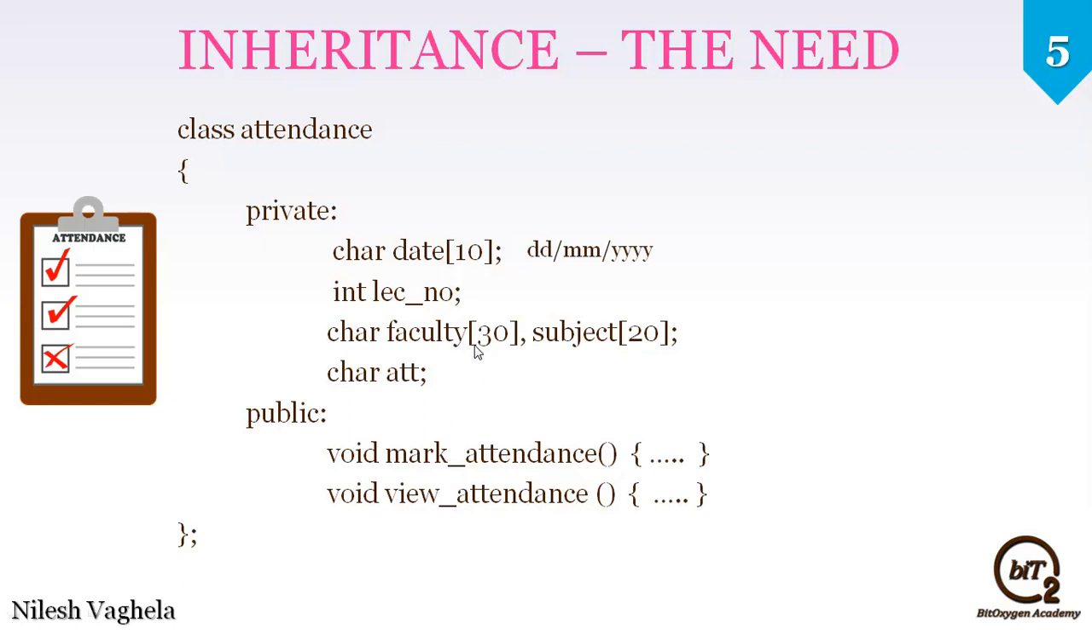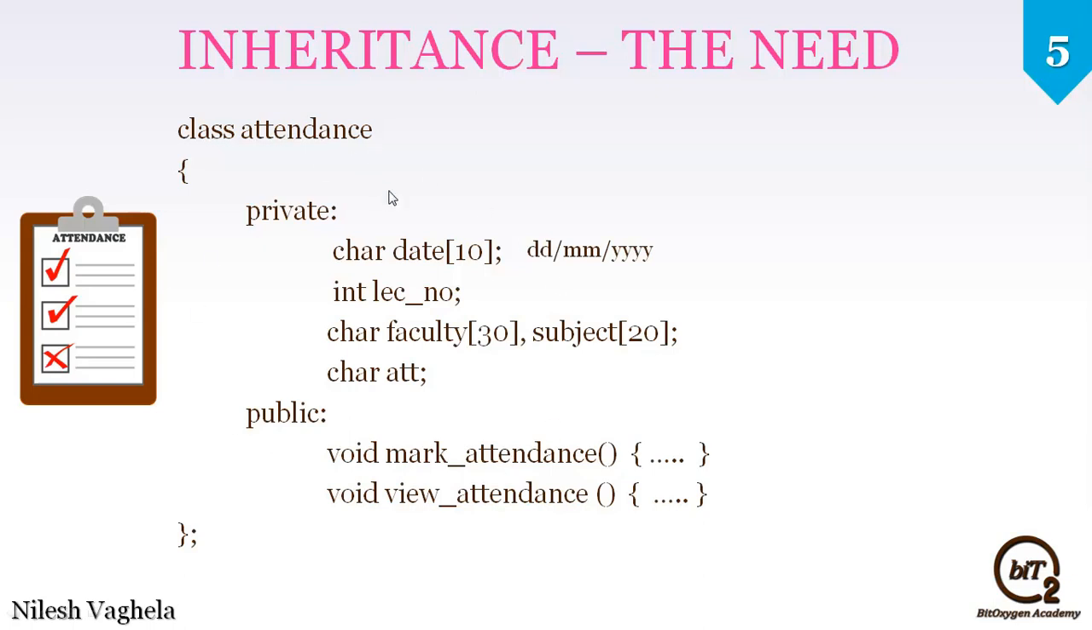So which faculty for which subject on which date on which lecture number has done your attendance, which is P or A in a single character. If you want to store present and absent as a whole, you can have a character array. The functions we are having are mark attendance, which will enter the attendance, and view attendance, which will display the attendance. Now in this scenario something is missing.